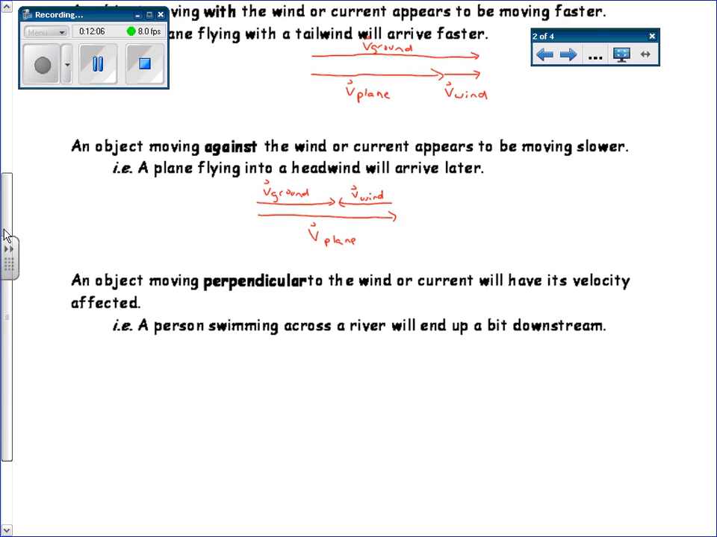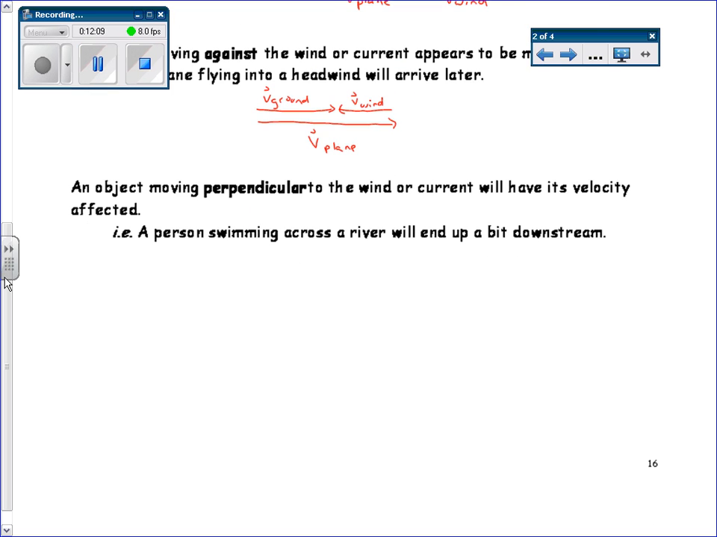When you have an object that is moving perpendicular to the wind or the current, then its velocity is also going to be affected. And interestingly enough, its velocity increases significantly. So if you have a person swimming across a river with a current, and this is the velocity of the swimmer going north, and say there's a current that's going east, then the velocity of the swimmer in relation to somebody on the ground, somebody who's watching the person swim, actually looks a little bit larger. It becomes the hypotenuse of the triangle.